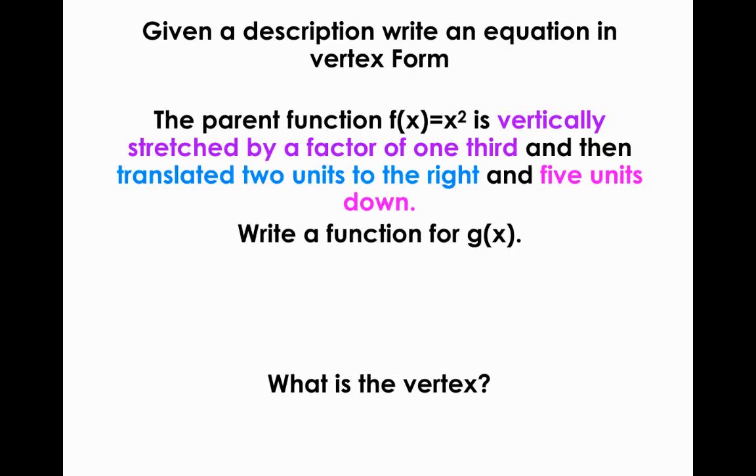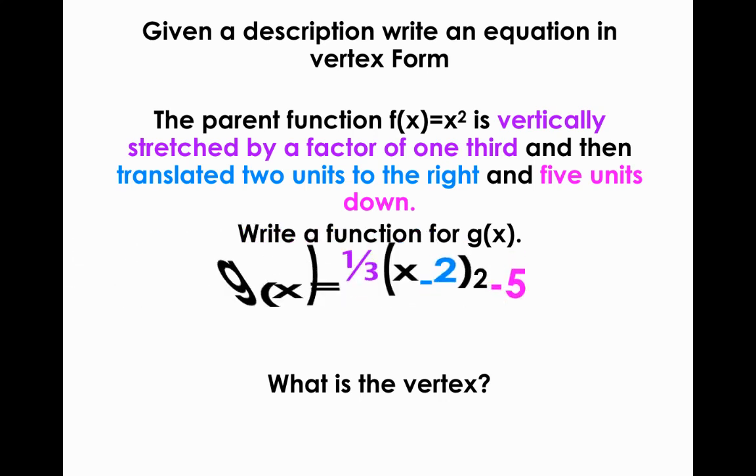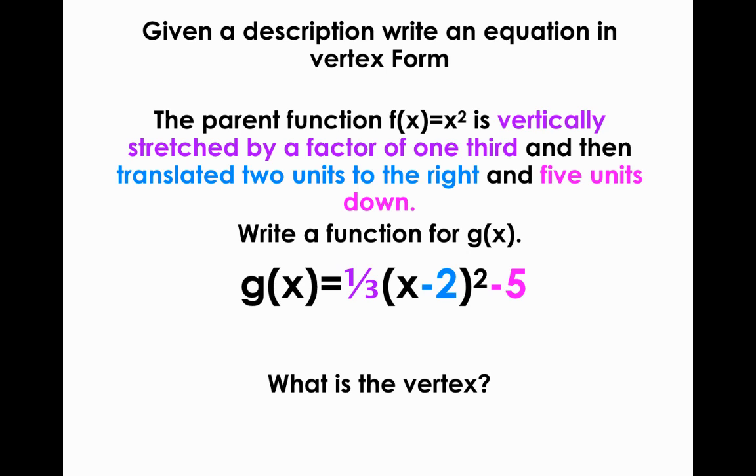Let's do another one. So if we have a parent function that is vertically stretched by a factor of 1/3, and then translated 2 units to the right and 5 units down, well, my a value is going to be 1/3, my h value is going to be 2, and my k value is going to be -5. So I have 1/3 times (x minus 2), because again, moving to the right, squared, minus 5. And my vertex would be (2, -5).